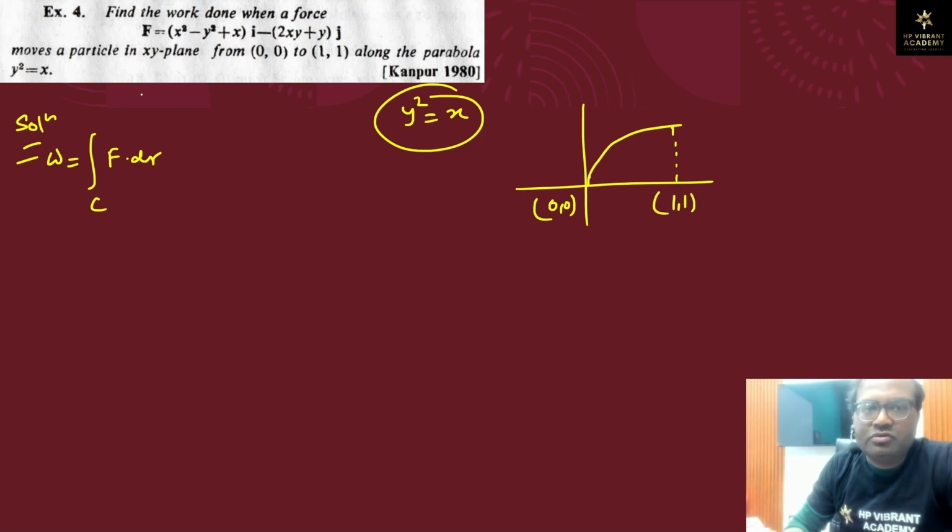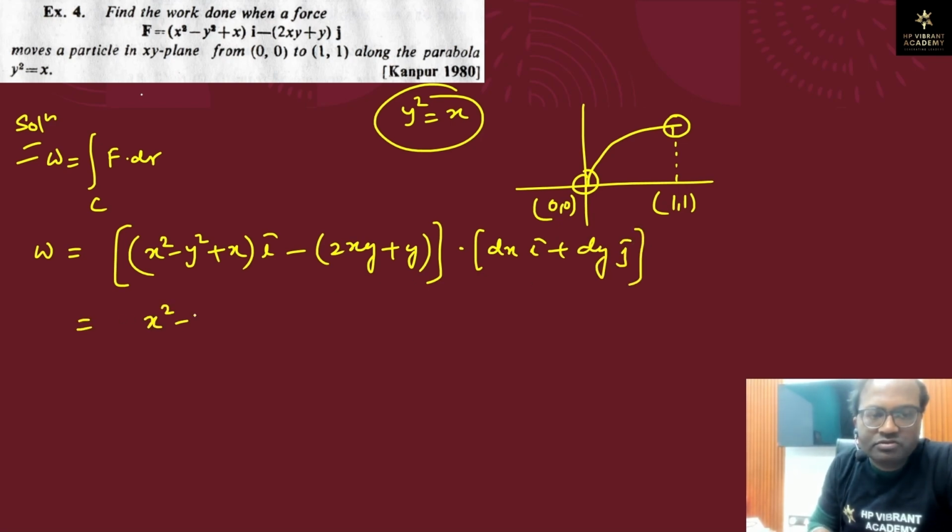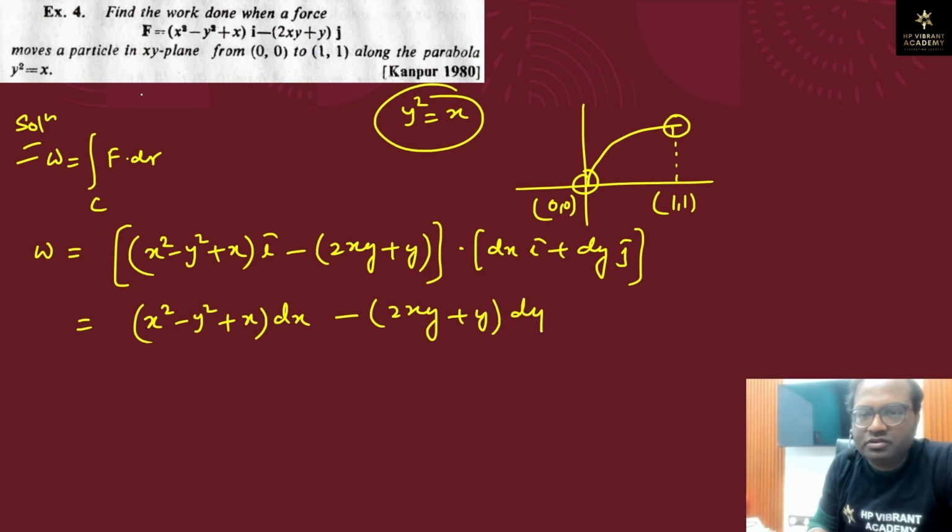Okay, so in moving the particle from this position to this position, the work done is given by this particular expression. The limit will be from (0, 0) to (1, 1). Let us find this. The work done is equal to ∫ F · dr, where F = (x² − y² + x) i cap − (2xy + y) j cap, and dr will be dx i cap + dy j cap. So this is equal to (x² − y² + x) dx − (2xy + y) dy.